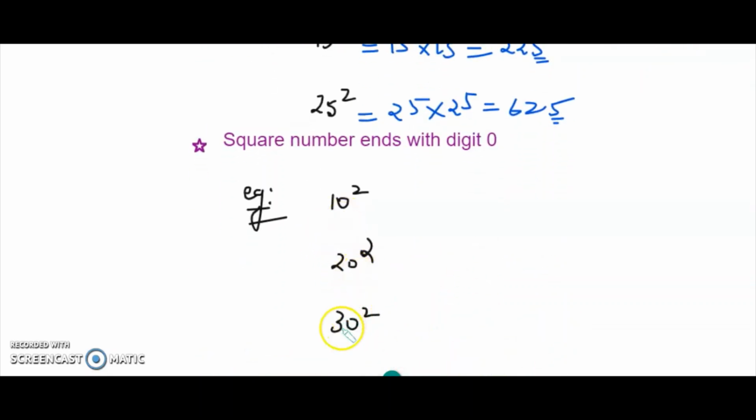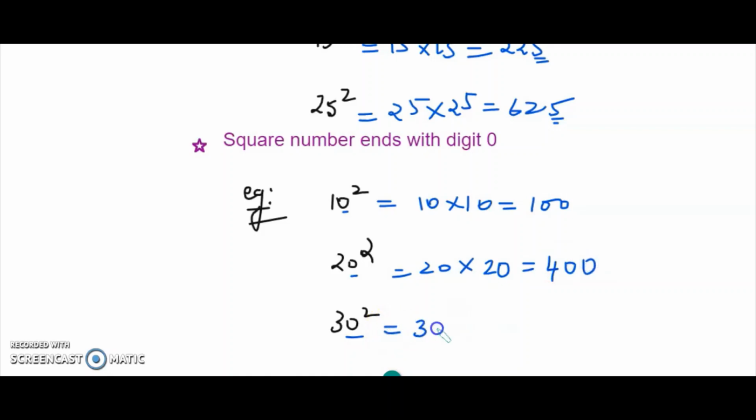So if I'm taking 10, 20 or 30, so my number is ending with 0. When I'm squaring it, let's see what the answer is. This perfect square will also end with 0. So can you see here, 10 square has a last digit of 0, 20 square the last digit is 0, and 30 square the last digit is 0. So if the number whose square we are going to find ends with 0, then its answer, that is the perfect square, will also end with 0.